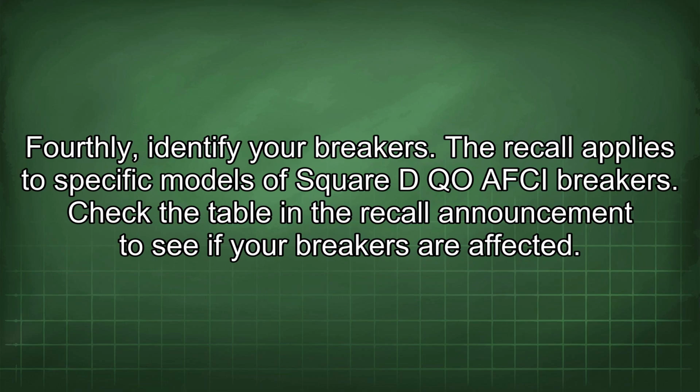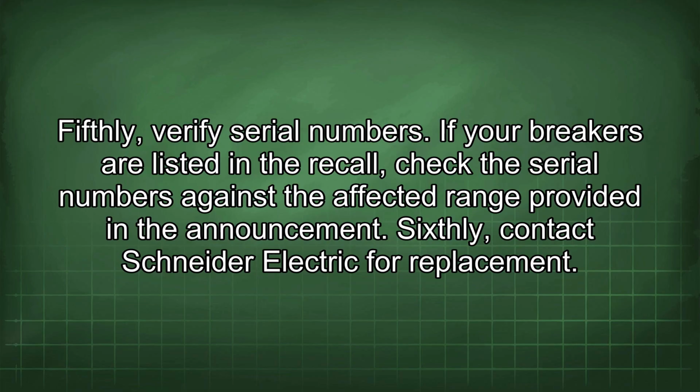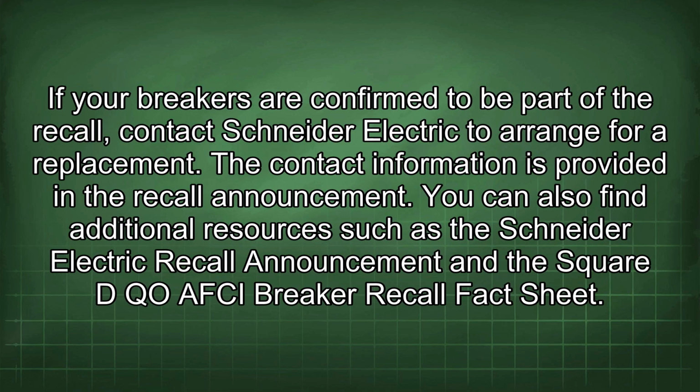The recall applies to specific models of Square D AFCI breakers. Check the table in the recall announcement to see if your breakers are affected. Fifthly, verify serial numbers. If your breakers are listed in the recall, check the serial numbers against the affected range provided in the announcement. Sixthly, contact Schneider Electric for replacement. If your breakers are confirmed to be part of the recall, contact Schneider Electric to arrange for a replacement. The contact information is provided in the recall announcement.